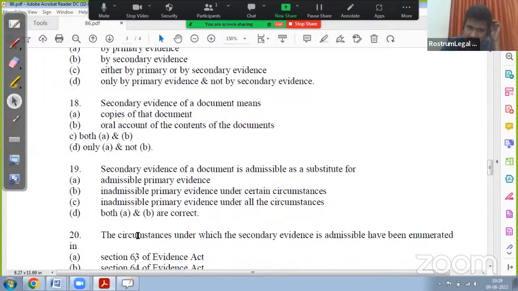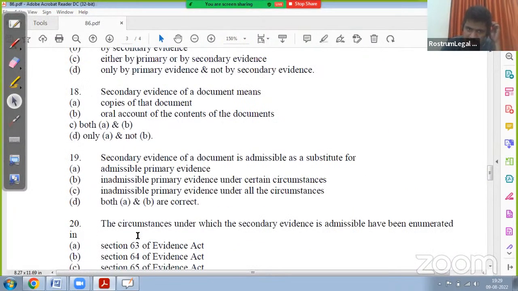Question number 18. Secondary evidence of a document means copies of that document, oral account of contents of the document. Option C, both A and B. Option D, only A, not B. Question number 18. What should be the correct answer? Secondary evidence of a document means copies of that document, oral account as to the contents of the document, both A and B, only A, not B. क्या होगा इसका करेक्ट आंसर? जल्दी से बताइए.